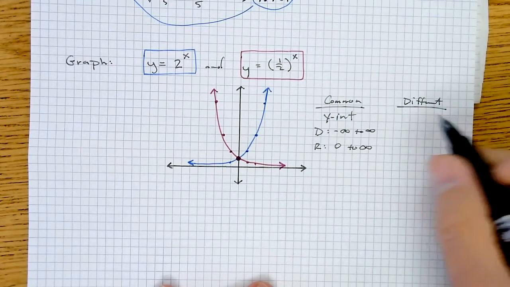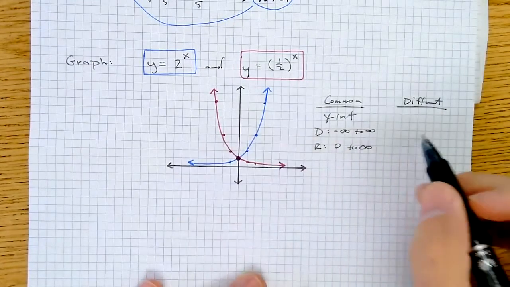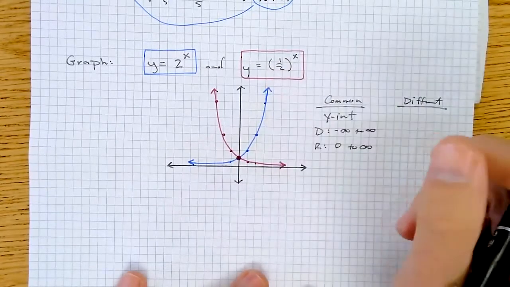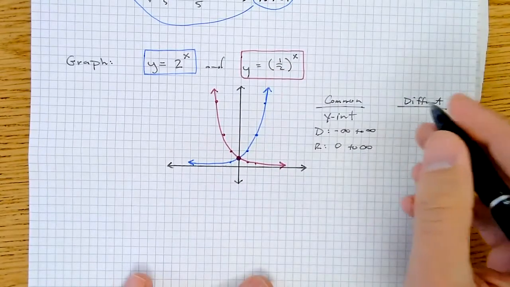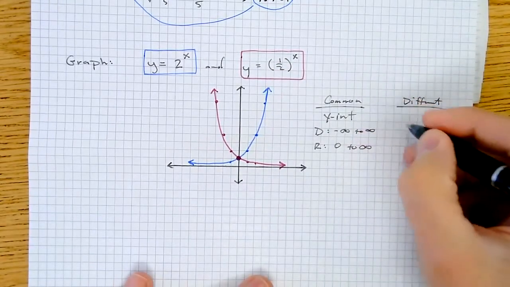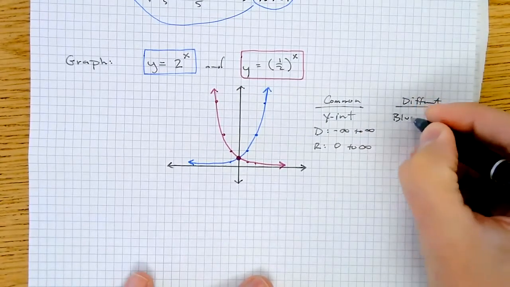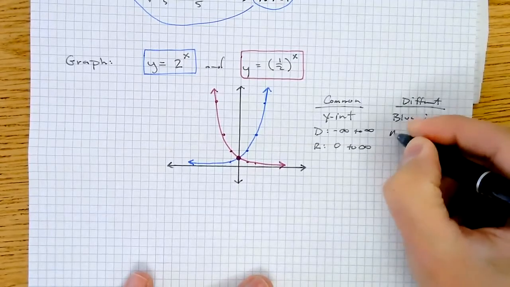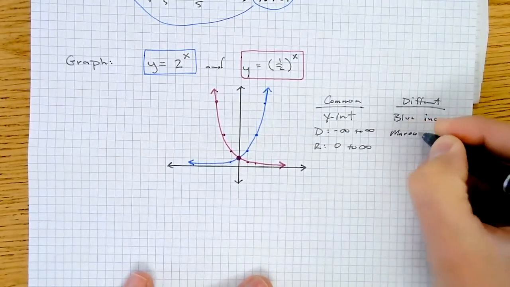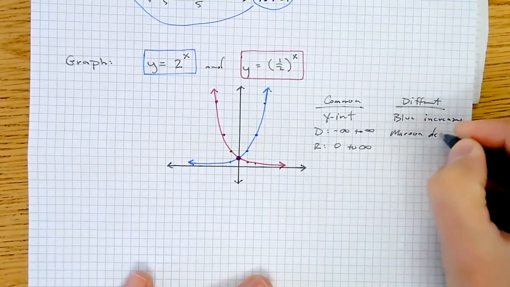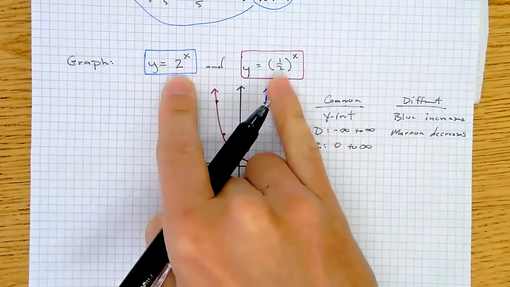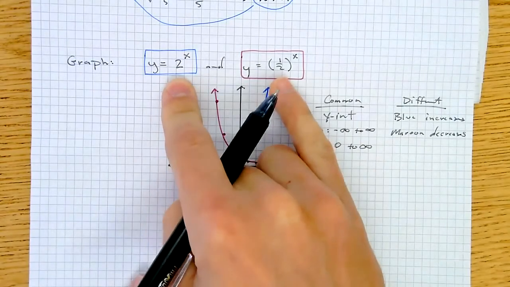What are some things they have different? Well, the red one is decreasing as it goes to the right, okay, and the blue one would be increasing. Okay, so blue increases as it goes to the right. The maroon line decreases. Okay, and that has to do with their b values here, right?